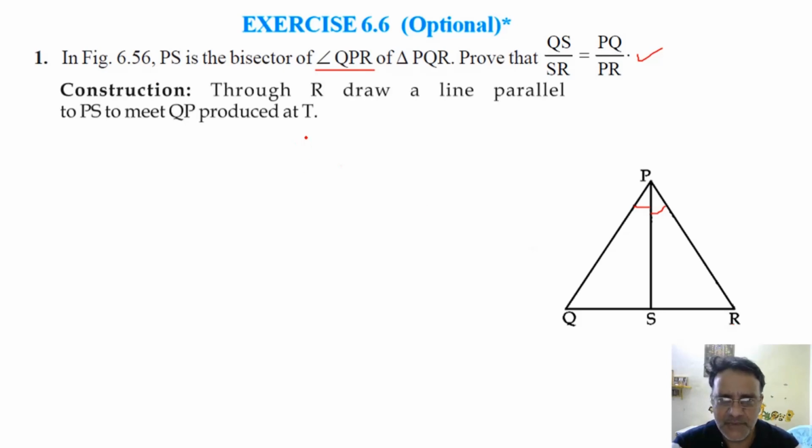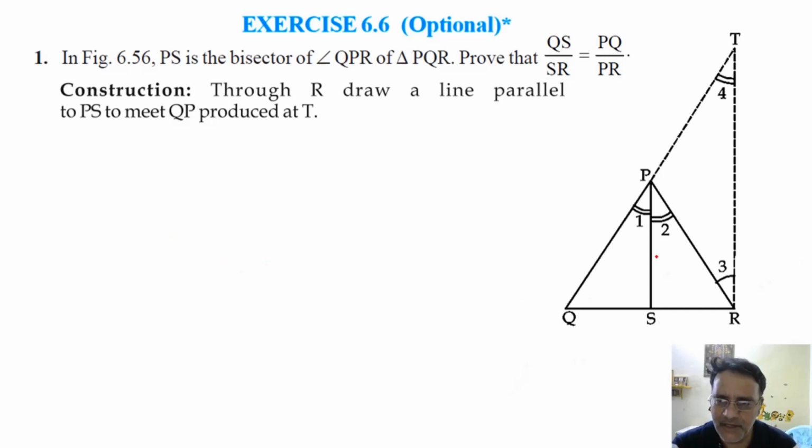Okay, in this we will do one construction. We'll do one construction through R. We will draw one line parallel to PS, which will intersect the extended line at point T, and let these two angles be 1, 2 and these two be 3 and 4. Construction is clear?